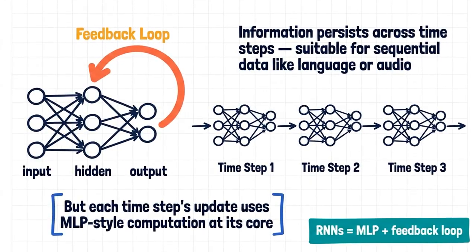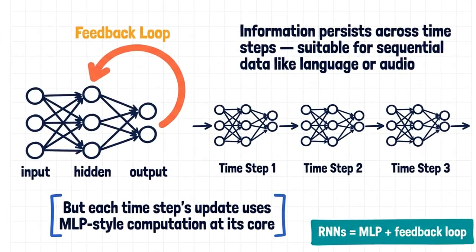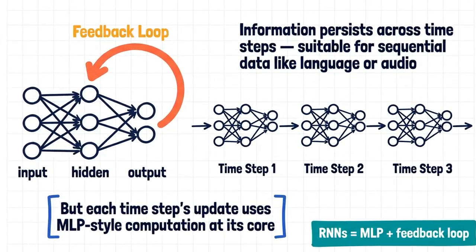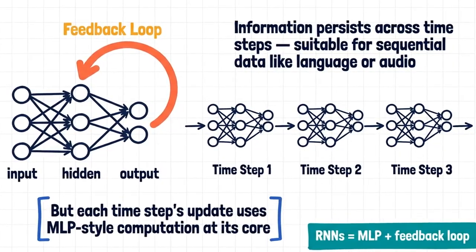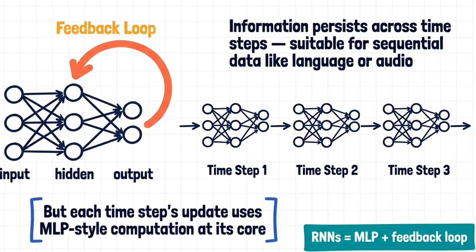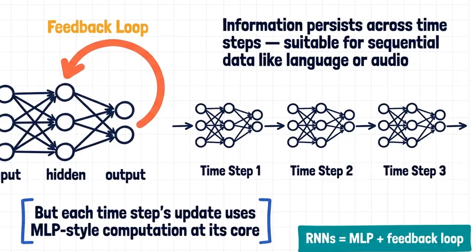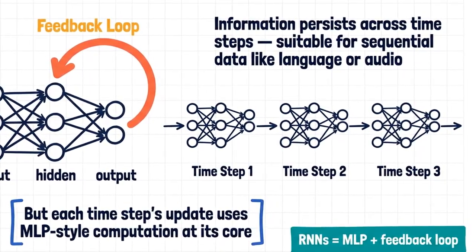Recurrent neural networks, or RNN, add a feedback loop so information can persist across time steps, making them suitable for sequential data like language or audio. But each time step's update uses MLP-style computation at its core.